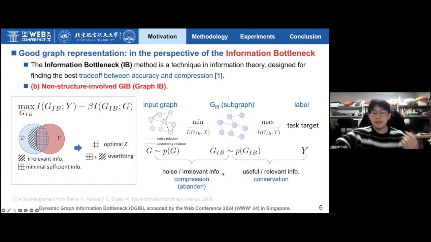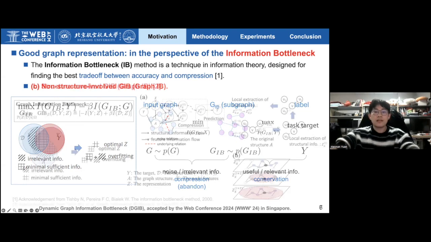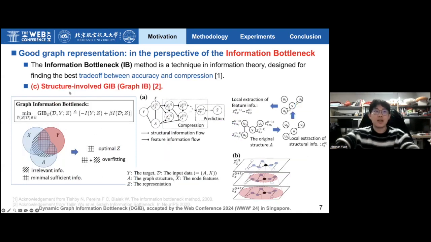As an important feature of the graph structure, it's not directly involved in the calculation and optimization process. So this non-structure involved GIB, the performance is not so outstanding. The third type of IB is the structure directly involved IB, in which the graph structure is directly involved in the IB calculation and optimization process.